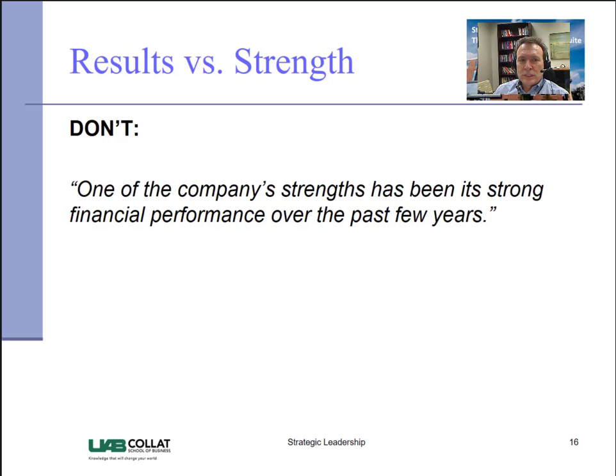I also find that students will occasionally confuse results of operations with internal core strengths. Here's an example. One of the company's strengths has been its strong financial performance over the past few years. That doesn't tell me anything about what the company's core competencies are that have led to those results. Results are not strengths, they are results of strengths, if you follow me there. So don't make this mistake. Stop, pause, make sure that you understand what I'm saying here.